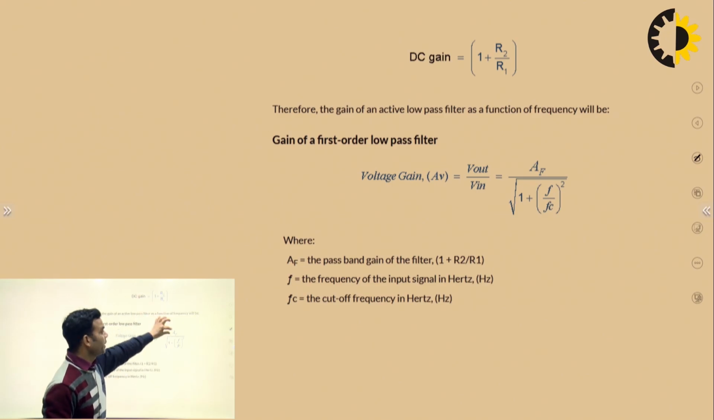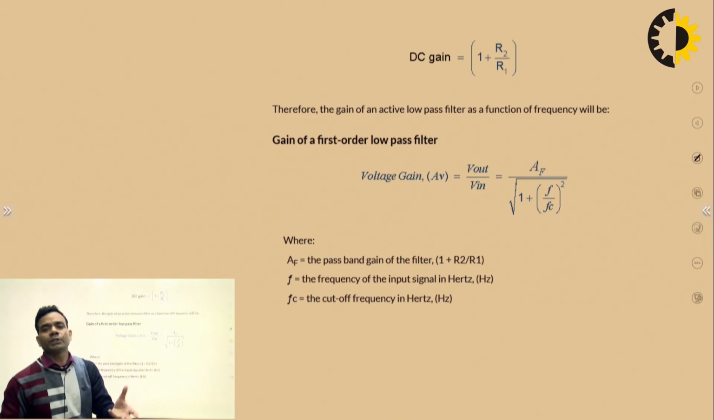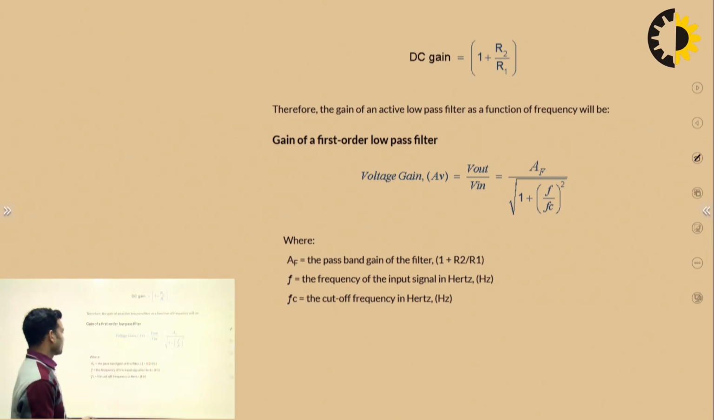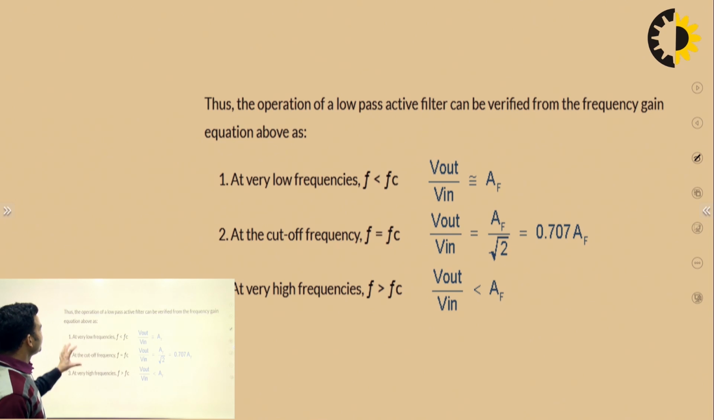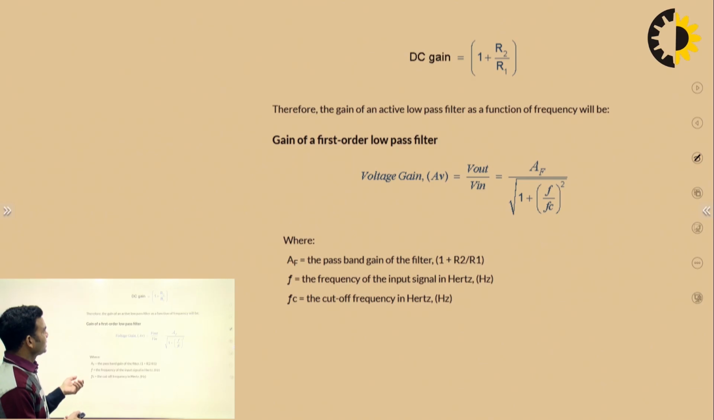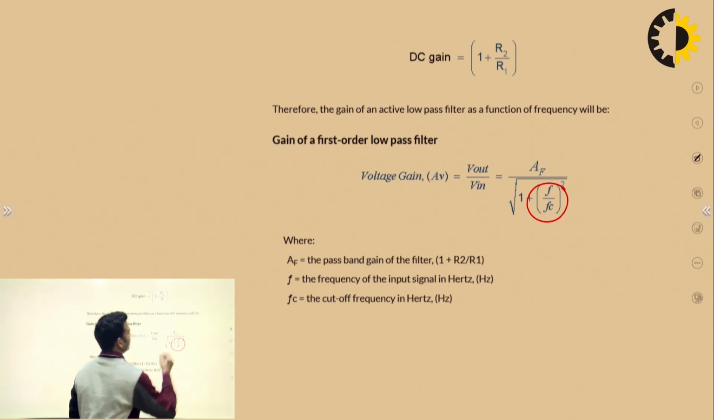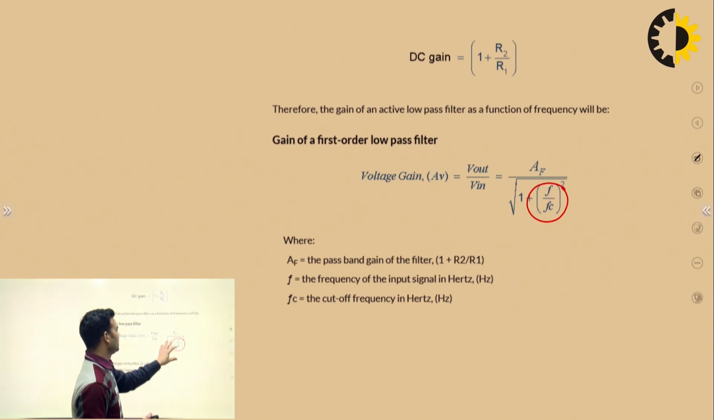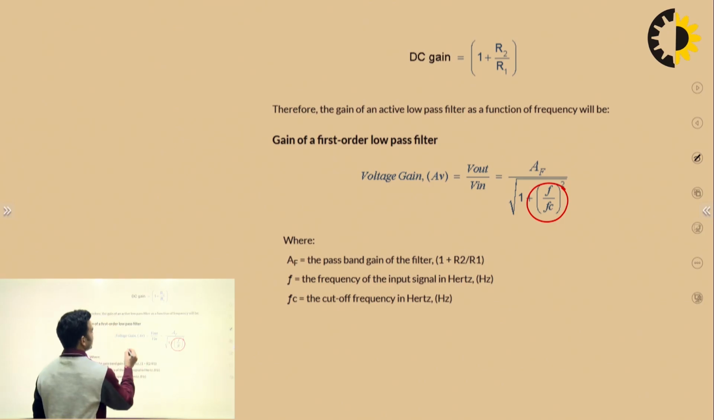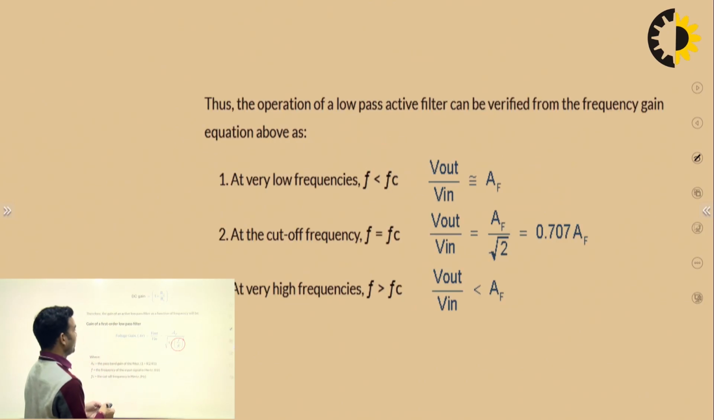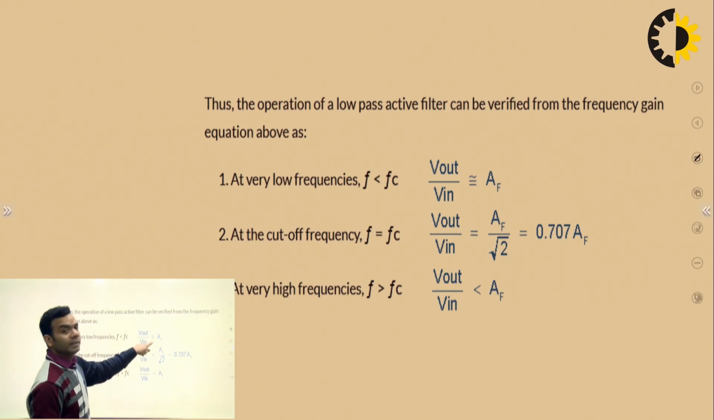So, this is AF, the gain provided by the operational amplifier, and 1 upon root of 1 plus f upon fc squared is the transfer function of the passive filter. If we see here at very low frequencies, when f is less than fc, this term will become very small, that means it will be nearly equal to 1, and this voltage gain will be nearly equal to AF.